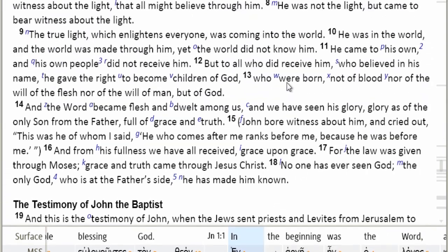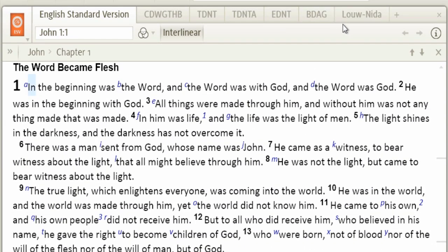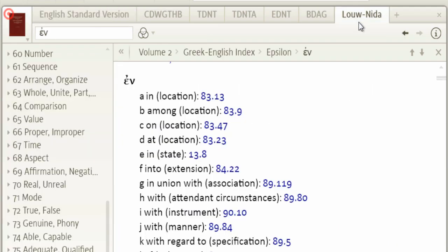Okay, so that was quite a bit of detail about how Louw-Nida numbers integrate with our reverse interlinears. But I don't want you to miss the main point of this overview of the Louw-Nida lexicon.